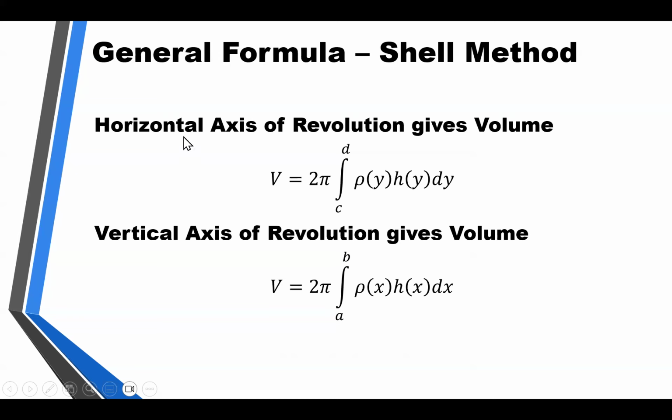Again, horizontal axis of revolution now, we're integrating with respect to y. Vertical axis of revolution, I'm integrating with respect to x. And again, it's going to be 2 pi average radius times height integrated from, not 0, from A to B. So that's the general formula for utilizing the shell method to come up with volume: 2 pi radius height.